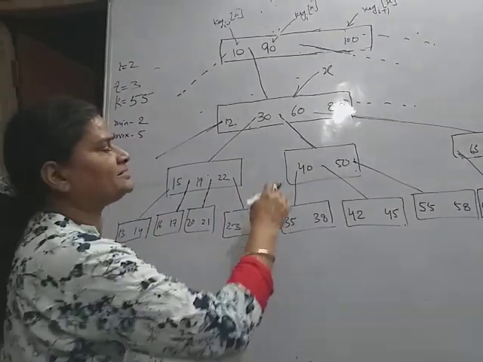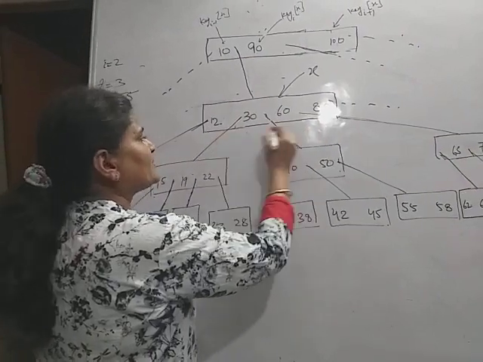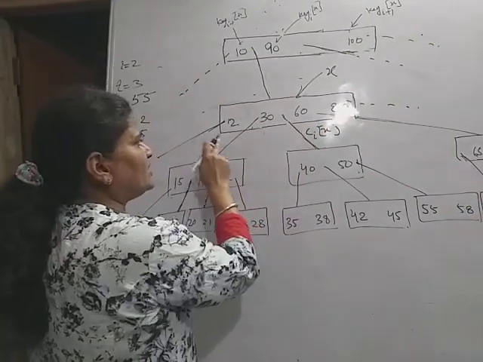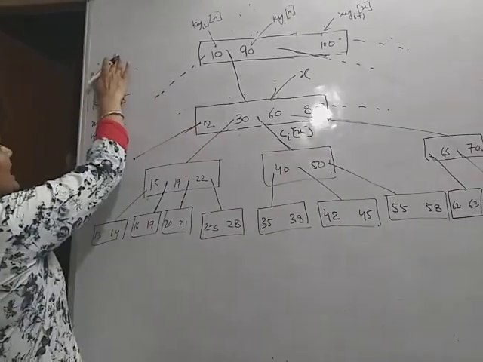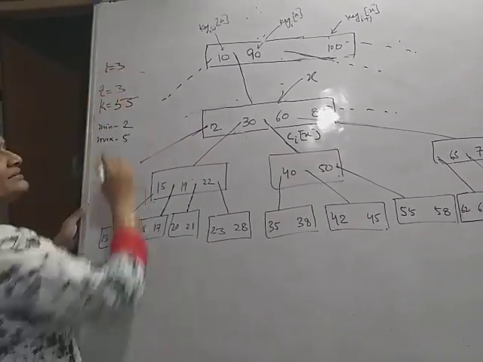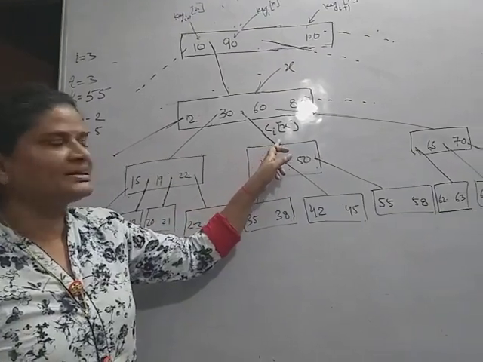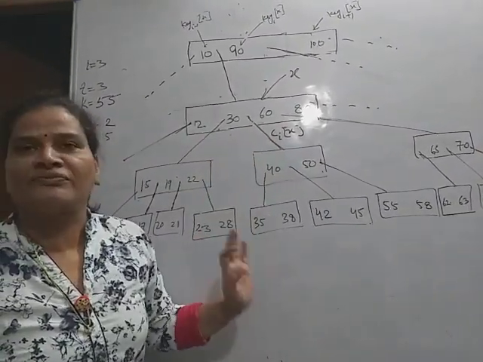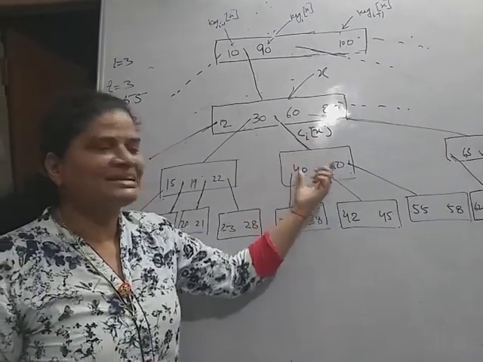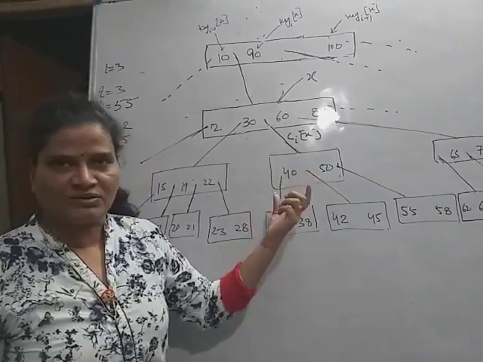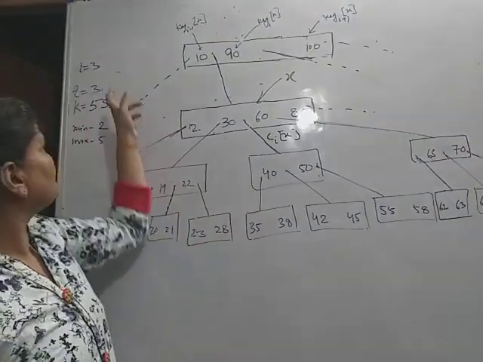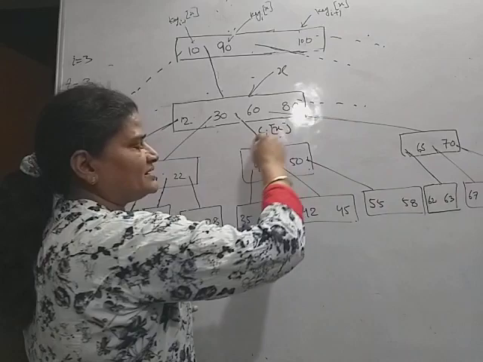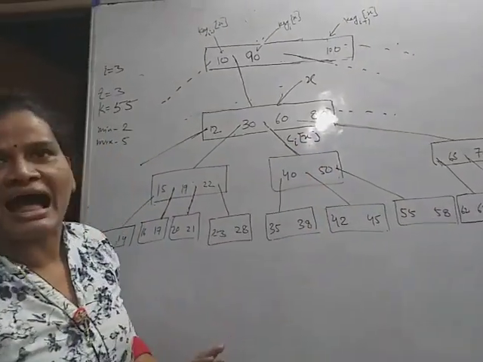So here the root is Ci[x]. Suppose for this case i is 1, 2, 3. So here i is 3. The third child of this x, C3[x], is this one. Now if 55 is present, then 55 must be present in the subtree rooted at Ci[x].